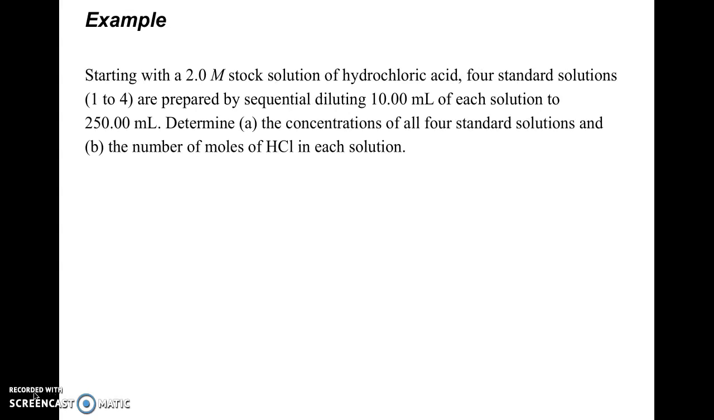And here's another one. You have a 2 molar stock solution of hydrochloric acid. You need 4 standard solutions, 1, 2, 3, and 4. You want to do this serial dilution, diluting 10 mL of each solution to 250 mL. And they want you to determine the concentration of those 4 solutions and then find the number of moles of HCl in each one. Fairly straightforward calculations.